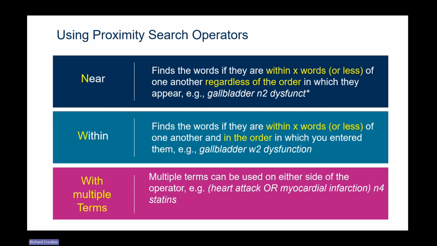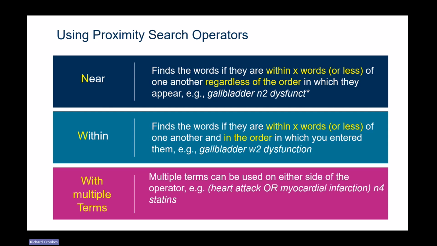So essentially what you're doing here, when it says N2, that's near 2 words or less. So in other words, you'll find results which have gallbladder dysfunction as well as dysfunctional gallbladder or dysfunction of the gallbladder. Okay, but there has to be 2 words or less. So I might have to modify that to N3, for example.